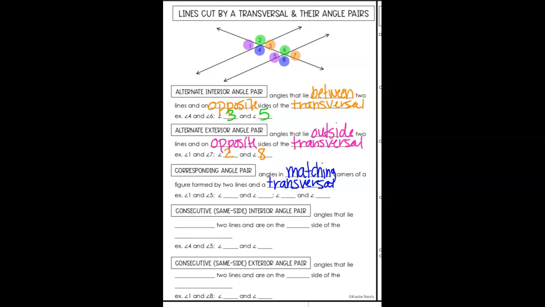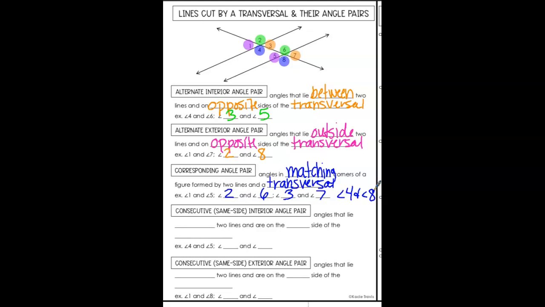Okay, so we had angle 1 and angle 5. We had angle 2 and angle 6. We had angle 3 and angle 7. And then we also have angle 4 and angle 8. So there are actually 4 pairs of corresponding angle pairs, where the other 2 that we talked about already only have 2 pairs. Okay? All right, the next one we have is consecutive, which means same.